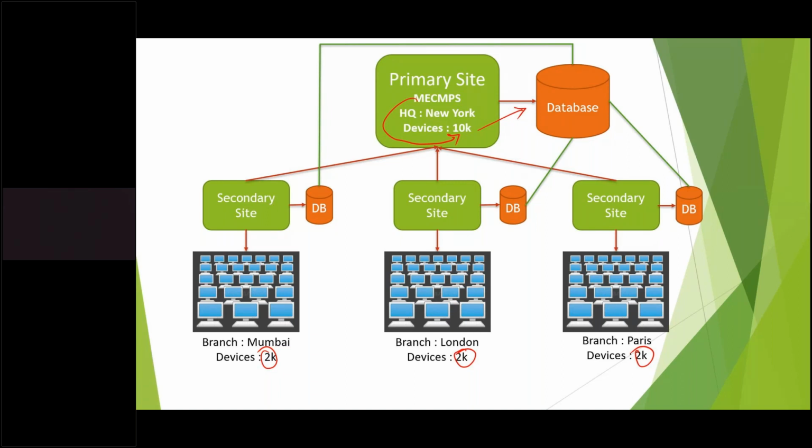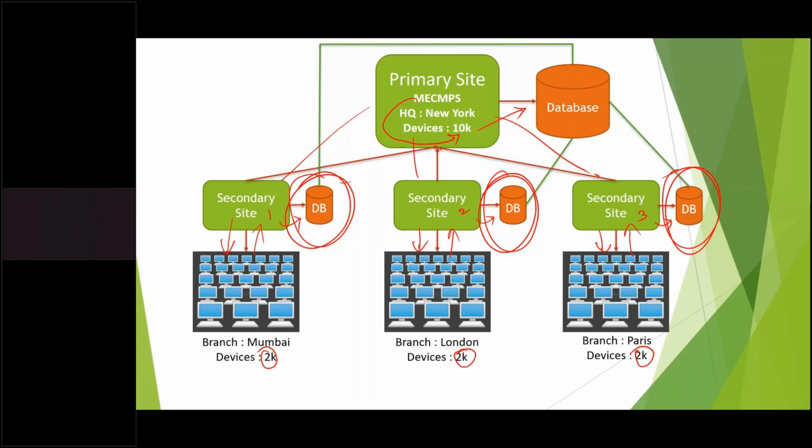So who will be managing these devices? Secondary, for example, secondary one, secondary two, and secondary three. So this secondary will be taking the policies and contents from the primary, right? And it will pass them on to the devices in their regions like this. And it will collect the inventory of these 2,000 devices from Mumbai and pass it on to the database. Similarly, it will collect the inventory of these 2,000 devices and pass it to the database. Same thing here. Then whatever data the secondary collected from the branch offices, it is going to pass on to the primary.